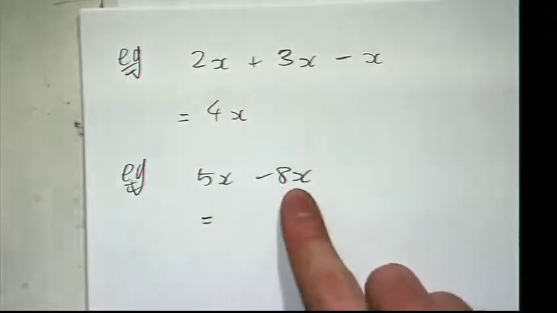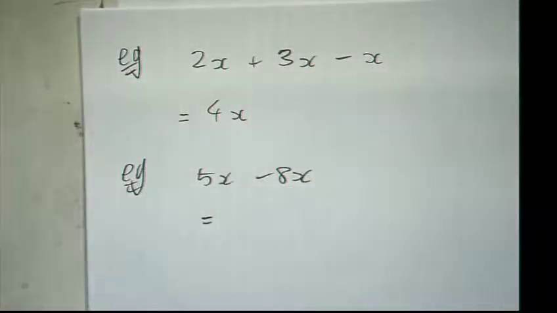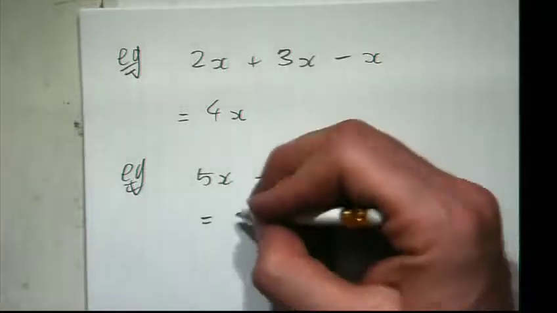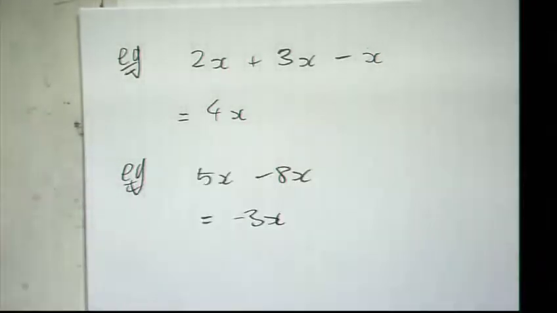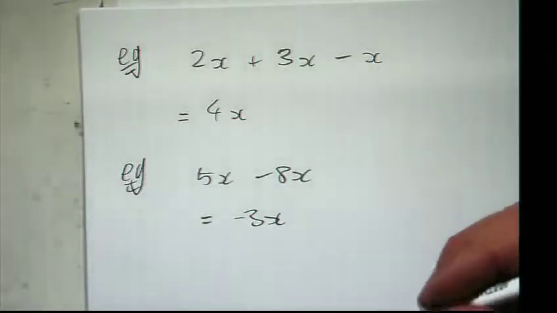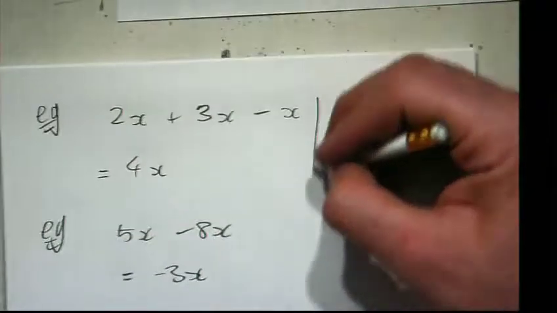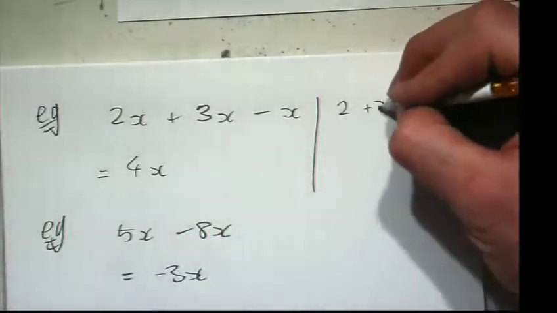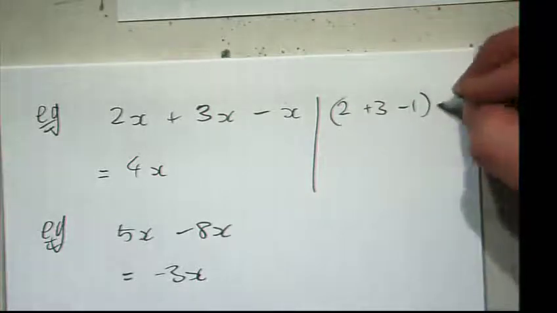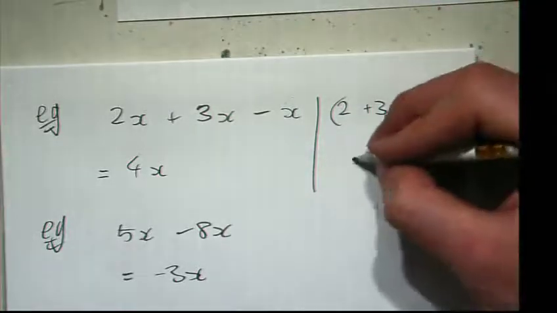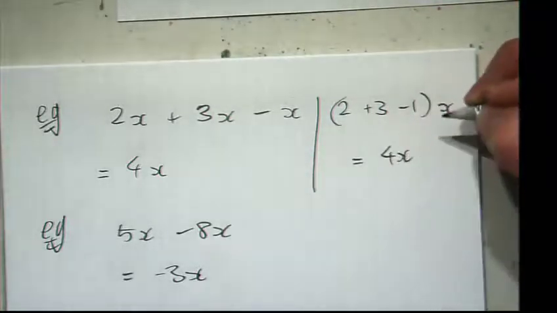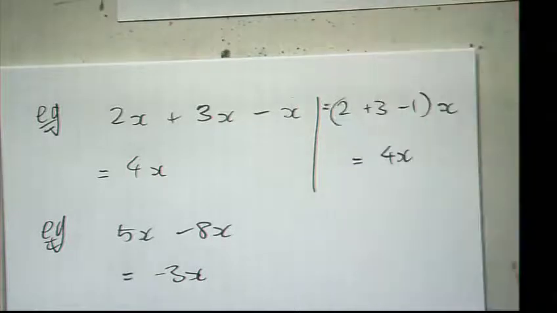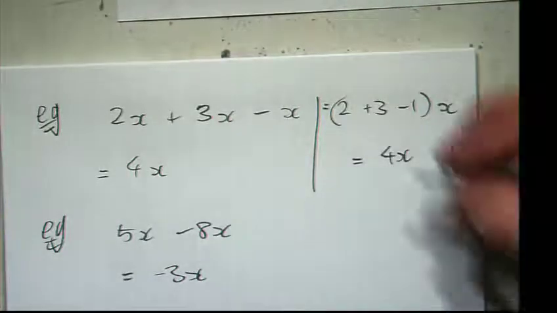5x minus 8x, well, 5 minus 8 would be minus 3, so it must be minus 3x. And so the x's just sort of get carried along for the ride. But what's really going on is that I've got a 2 and a 3 and minus 1x. Okay, that's what's really going on. That's an alternative way of dealing with the same problem.